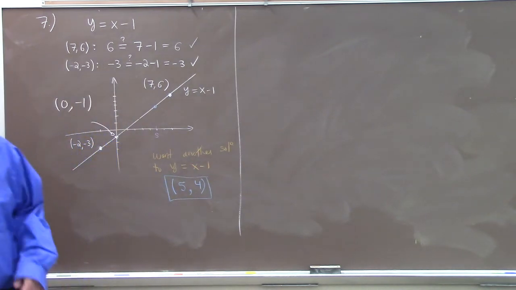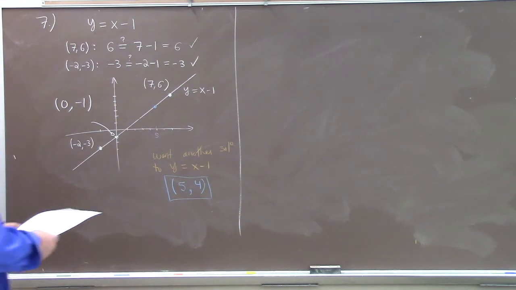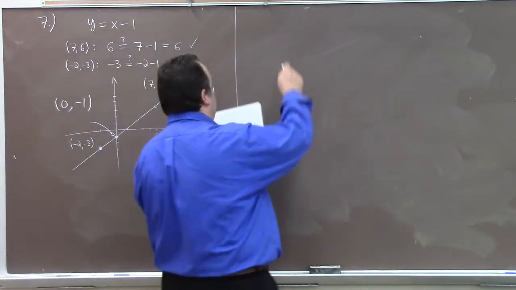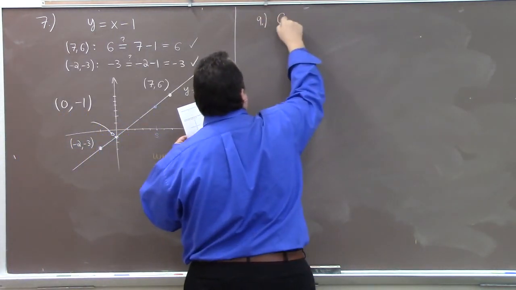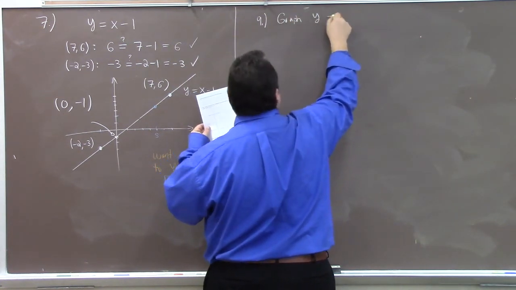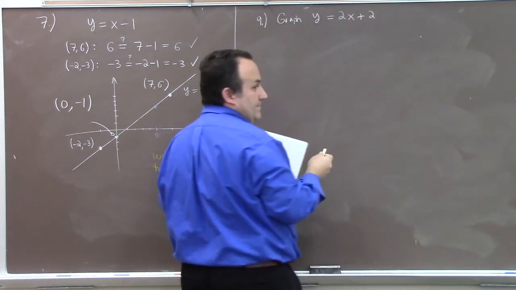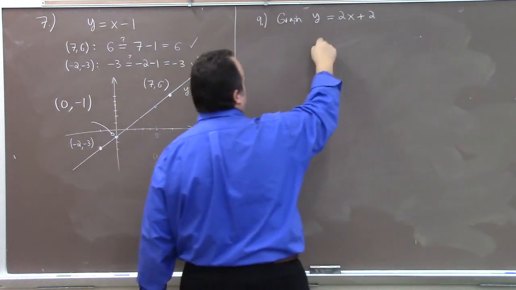Is there another one you'd like to look at? Want to look at graph the linear equation number 9? We should do that one, number 9. You're asked to graph y equals 2x plus 2. So how do you graph a line?